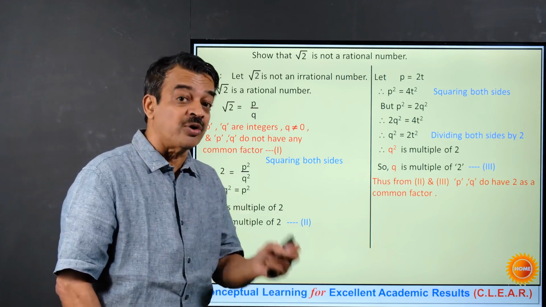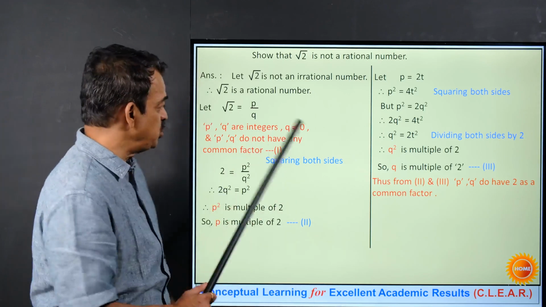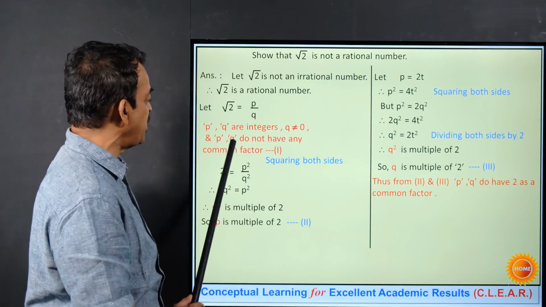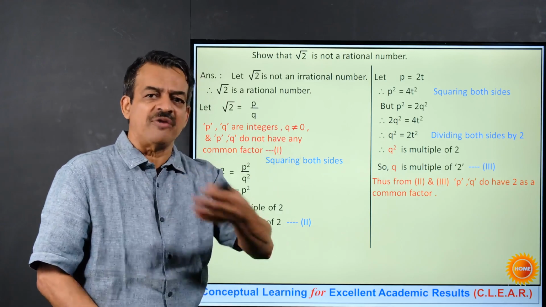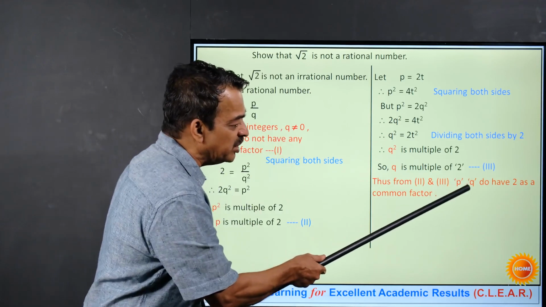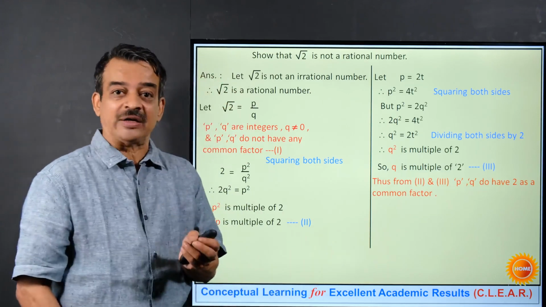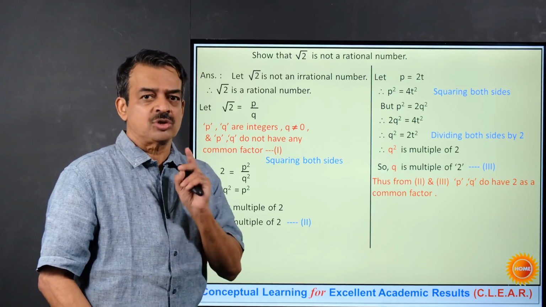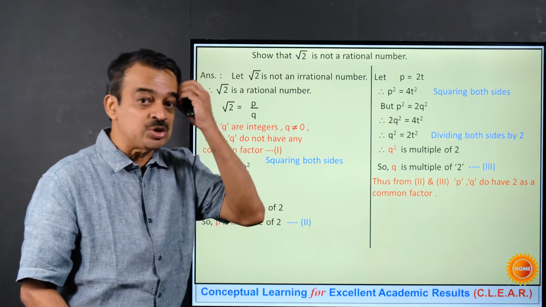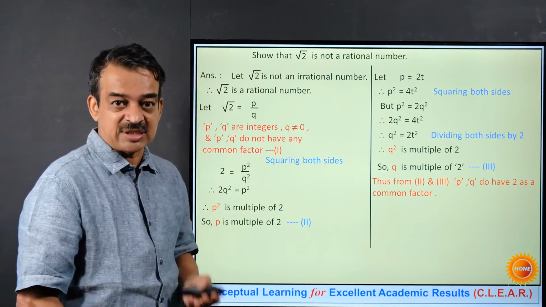What is the meaning of contradiction? At one place you are saying that they do not have any common factor, and in the same question, maybe after some steps, you are saying that they have 2 as a common factor. So these two are making a contradiction. So this is a typical word normally used in all your mathematics questions.